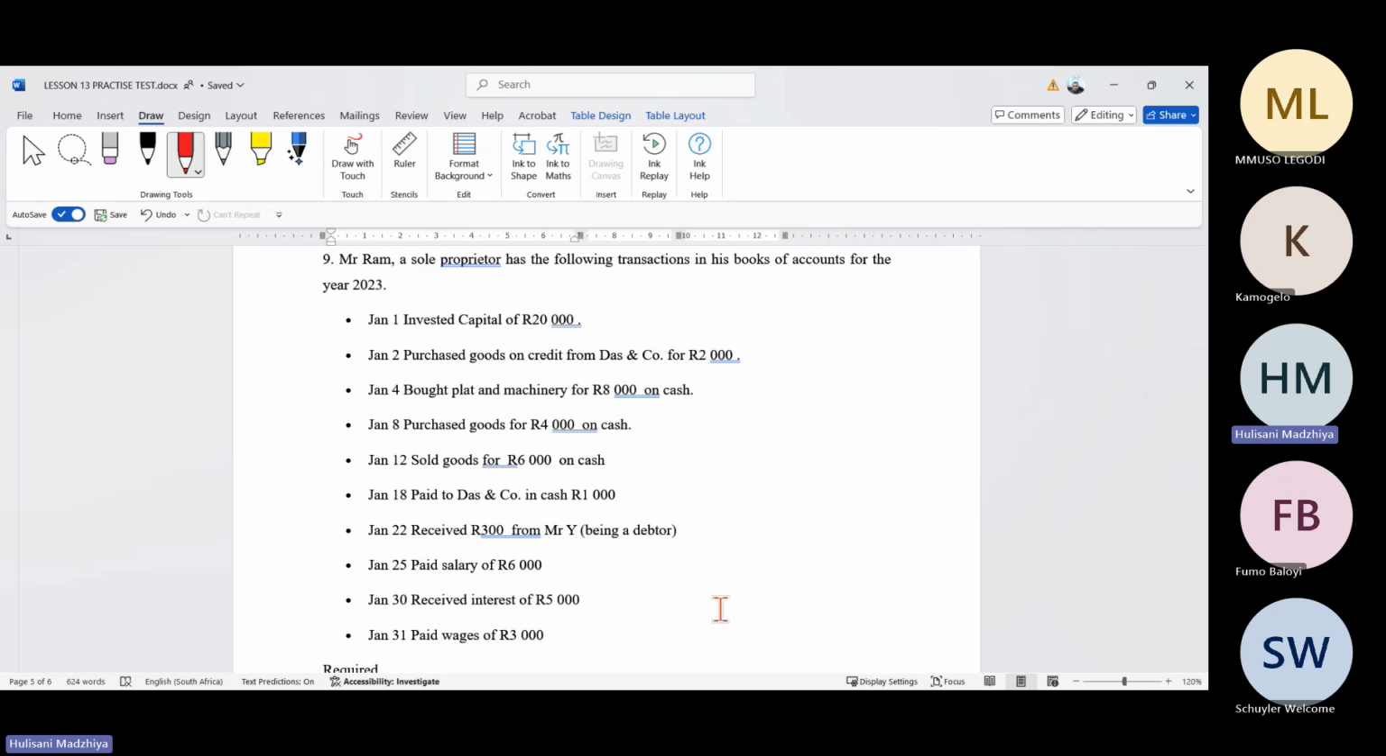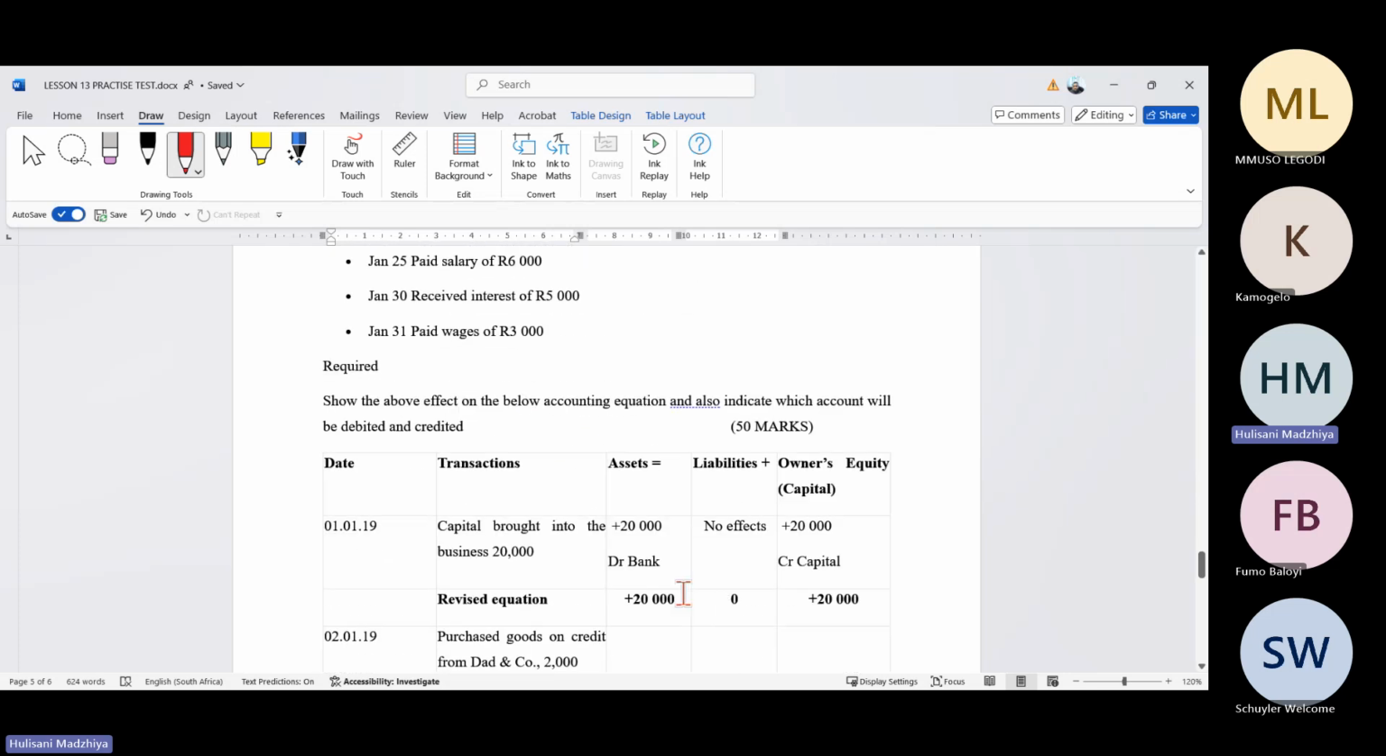bought plant and machinery for 8,000 on cash. Purchased goods for 4,000 on cash, and then sold goods for 6,000 on cash. Then paid Das and Co 1,000. Received 300 from Mr. Y, who is a debtor. Paid salary of 6,000, received interest of 5,000, paid monthly wage of 3,000.